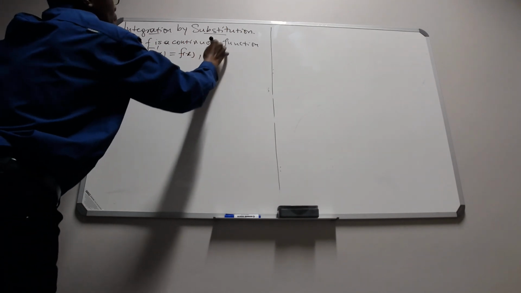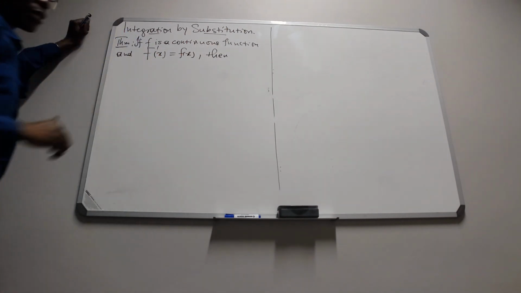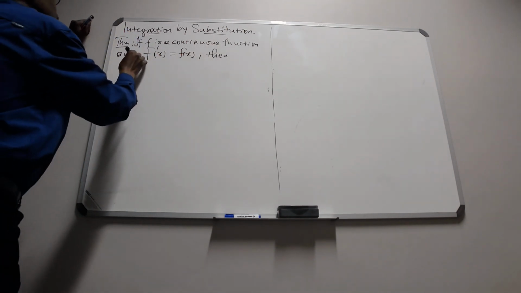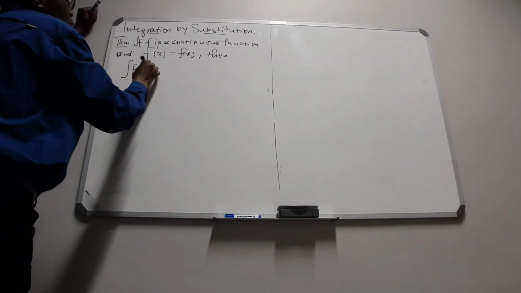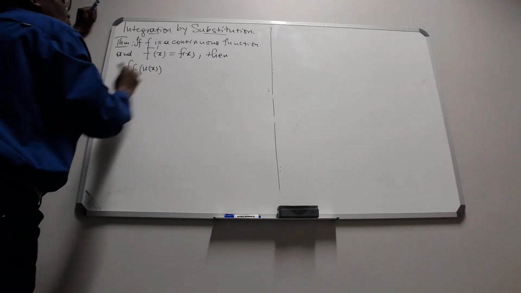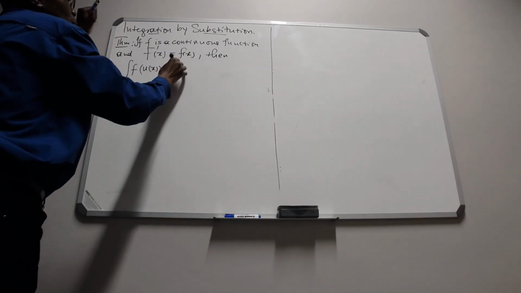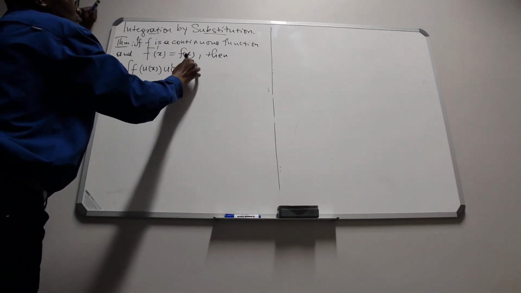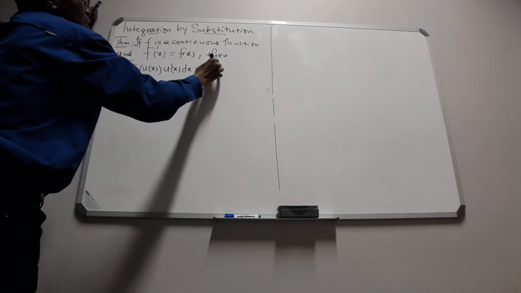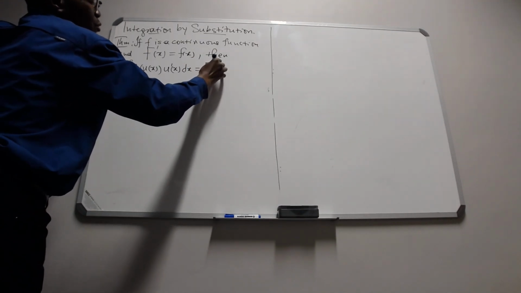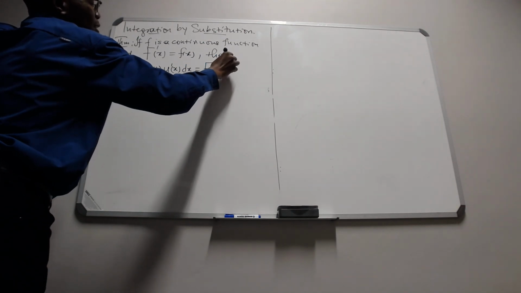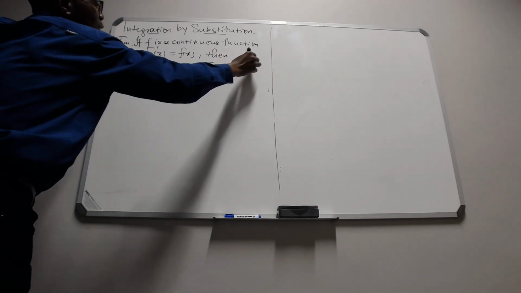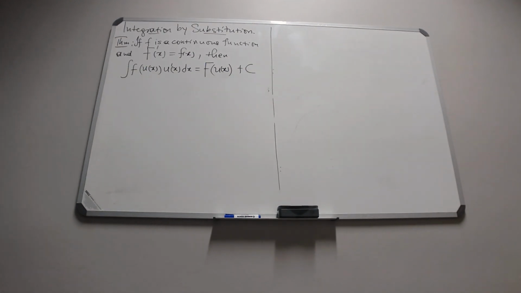Then the integral of small f of u of x, composite function, times u prime of x dx, is just the antiderivative of f at u, plus c, like that.